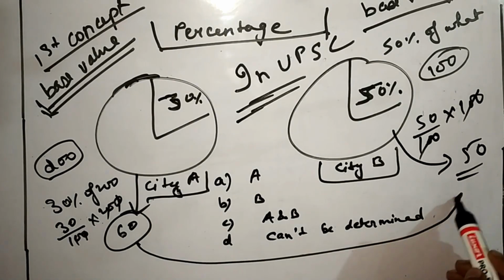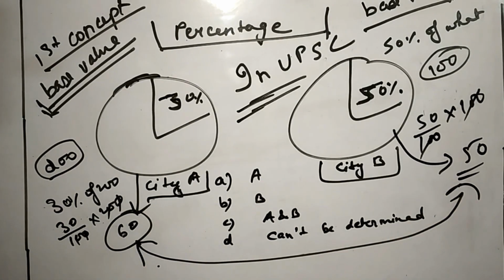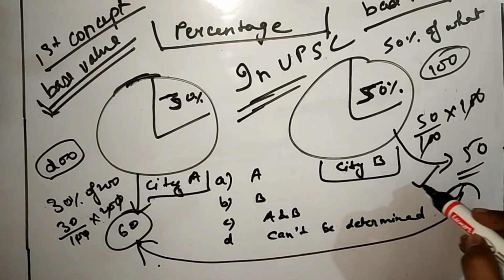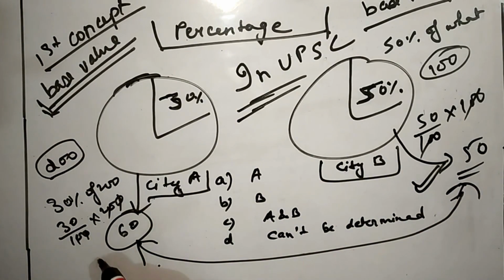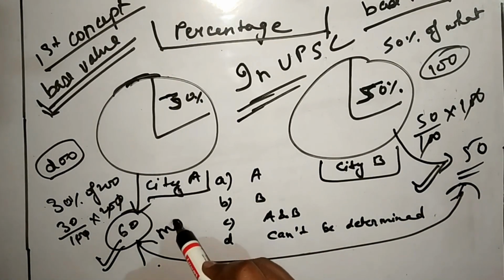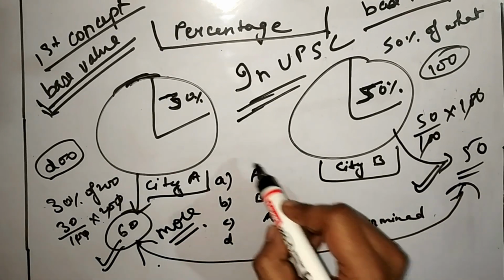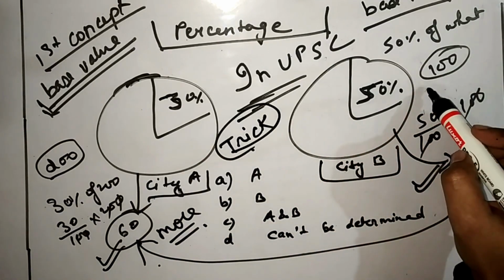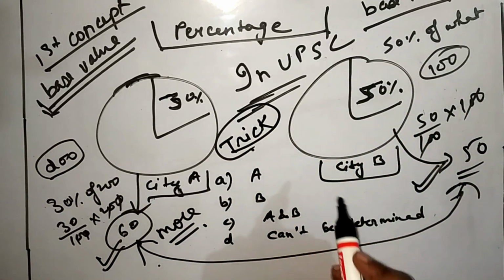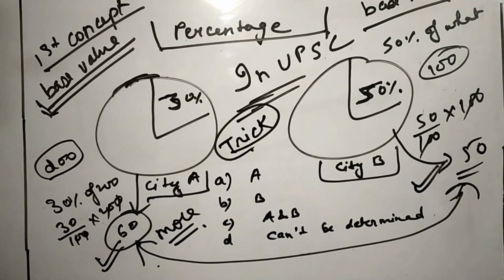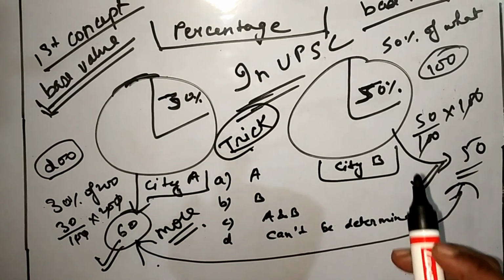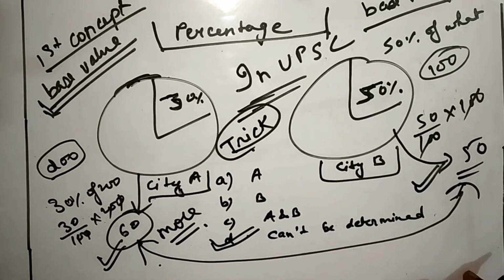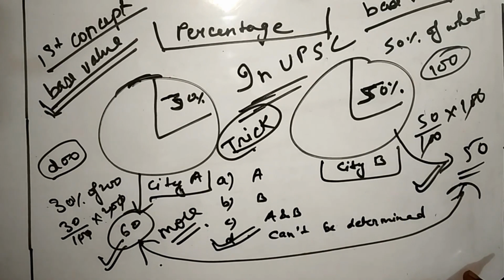Now see, compare both. Which is less? City B is less and city A is more. This is the trick of UPSC. They will not give the base value and you will take the wrong answer. So the right answer is can't be determined because we do not know the base value. This is the first concept of percentage.